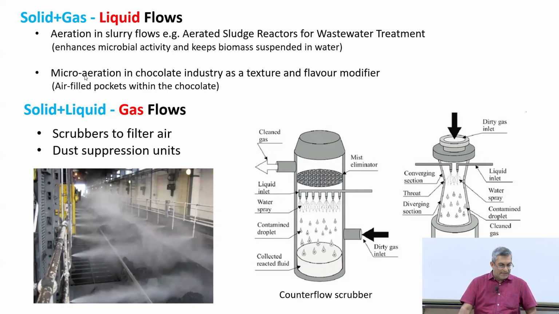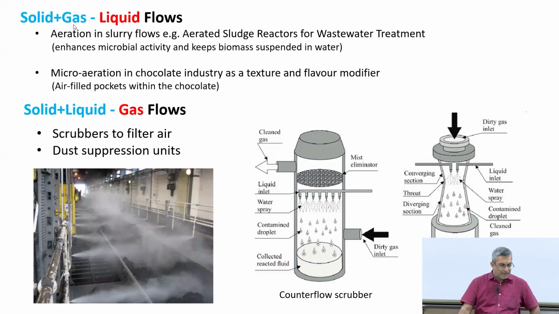The other example is microaeration in the chocolate industry. Here the objective is to modify the texture and flavor of the chocolate. So here the air is introduced into this chocolate slurry such that bubbles are produced and we have air-filled pockets within the chocolates.